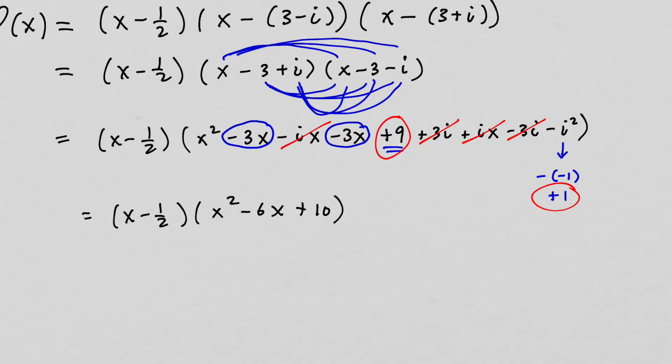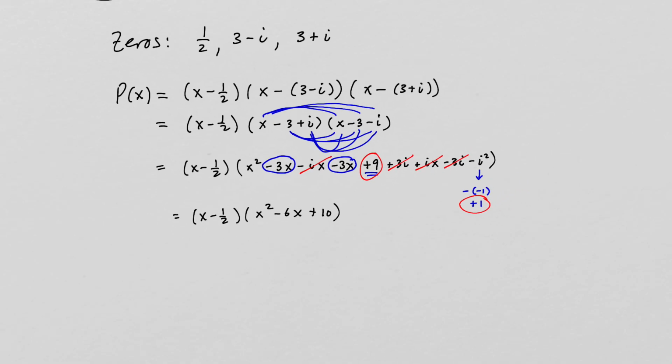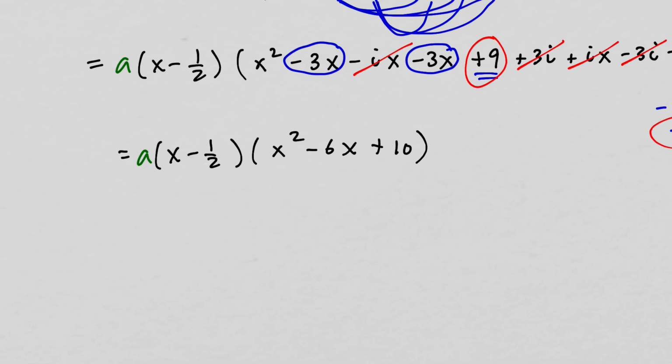Now we're going to multiply this out. Oh, and also I forgot to mention that there is an arbitrary value a in front of this. Let's go ahead and put that in. Now I'm just going to go ahead and multiply this out.